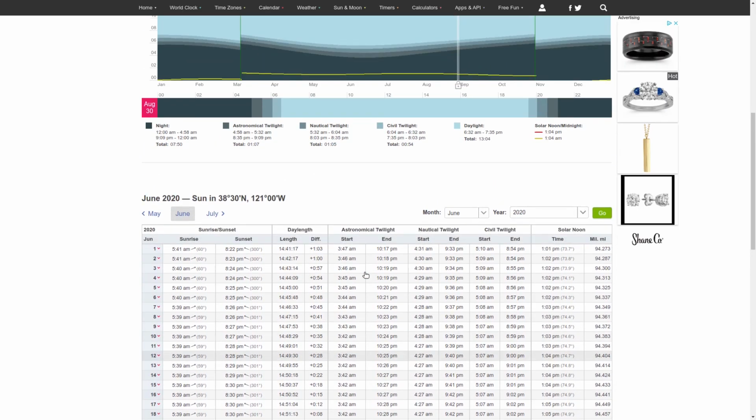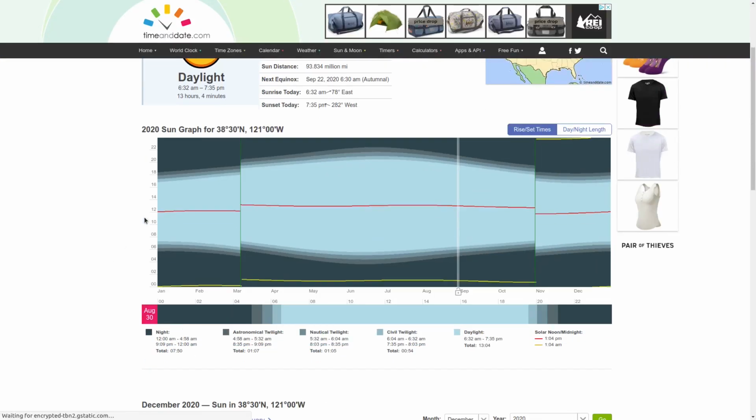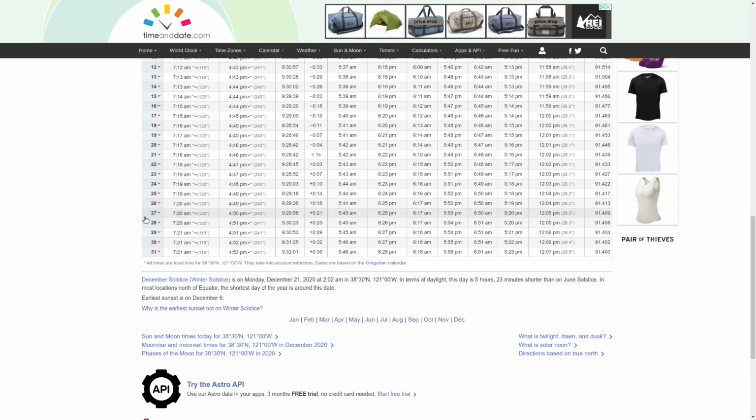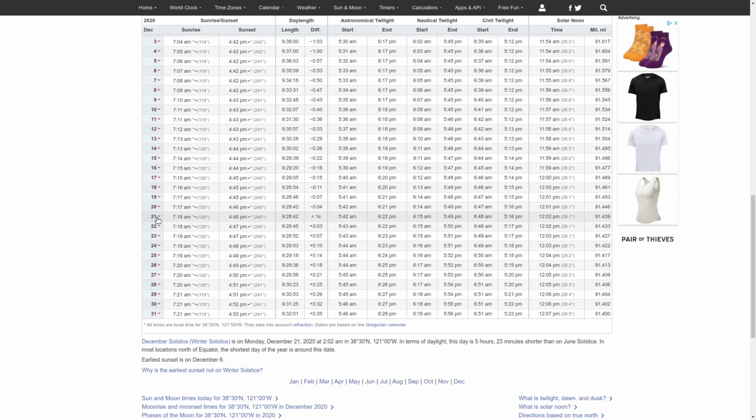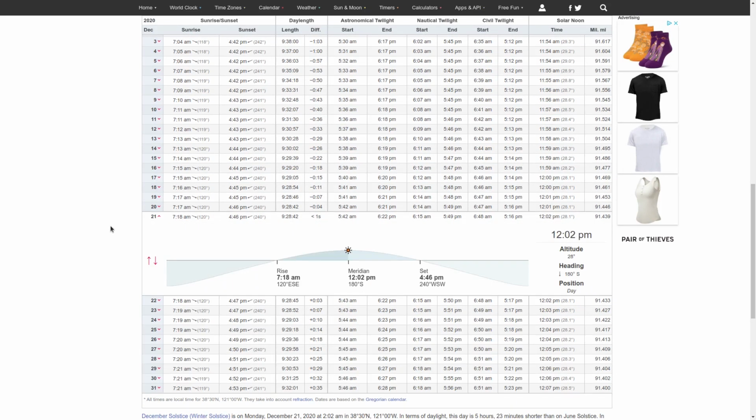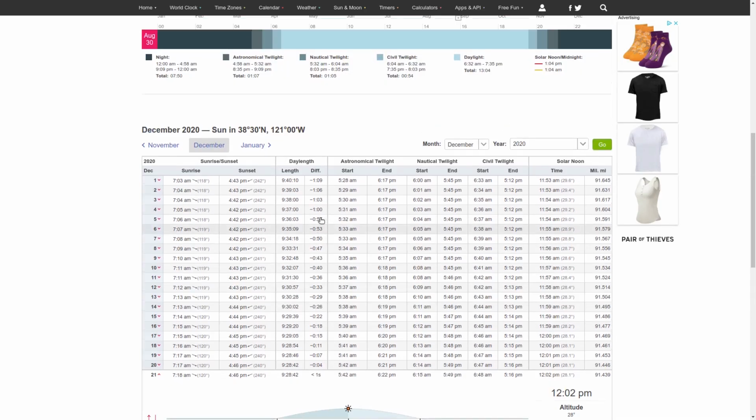So if we look at the other solstice, we can go to December. This will be a preview. Around the 21st, it's going to be the shortest day. You can see the sun comes up at 7:18, sets at 4:46 for a 9-hour and 28-minute day. We're losing 1 second. All right, that's not super exciting.